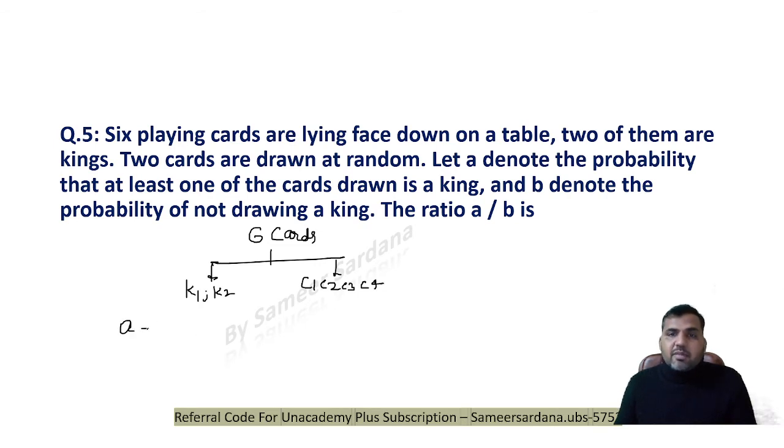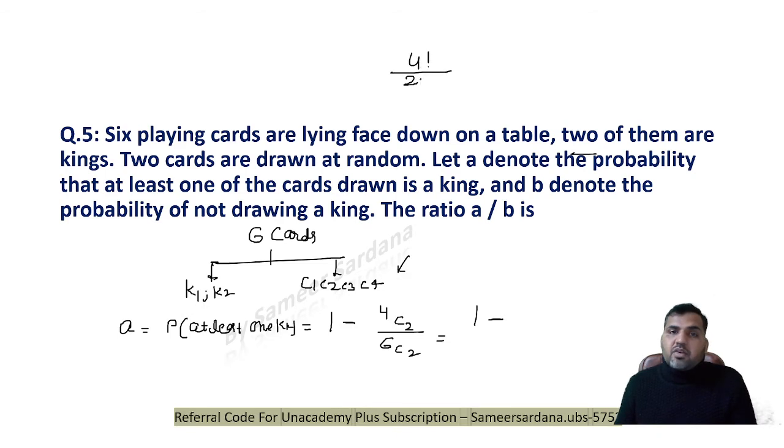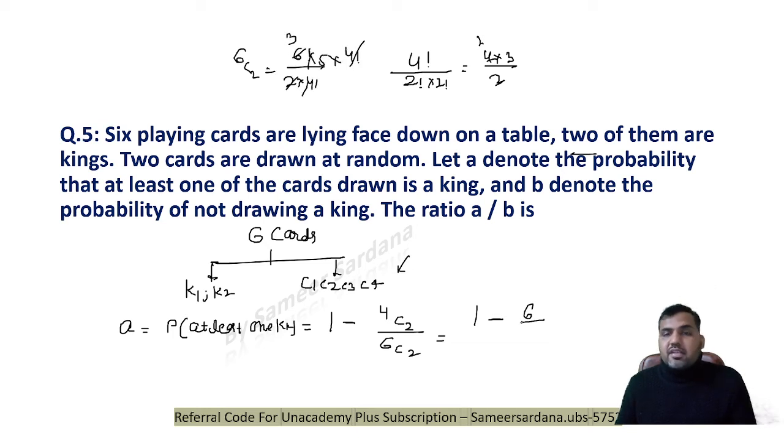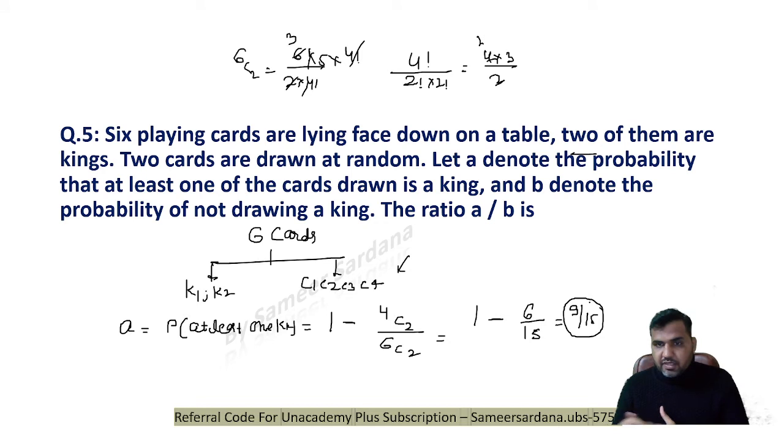Now probability A denotes that at least one of the cards drawn is king. At least one king. So I subtract the possibility when both cards drawn are from these 4 other cards. 1 minus 4C2 upon 6C2. 4C2 is 4 factorial upon 2 factorial 2 factorial, which is 4 into 3 by 2, that is 6. Divided by 6C2, which is 6 factorial upon 2 factorial 4 factorial, 6 into 5 by 2, I'm sure you know how to do this. That is 15. So 1 minus 6 by 15 is 9 out of 15. The chance that at least one of the cards drawn is king is 9 by 15.